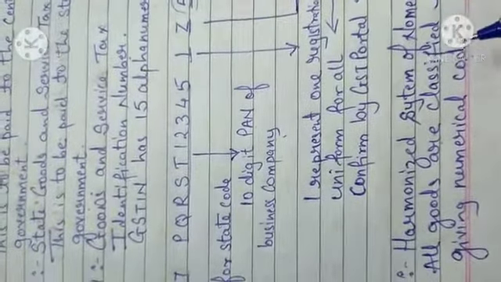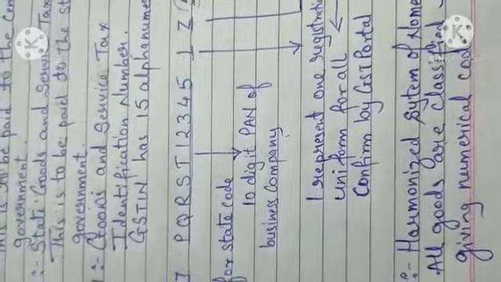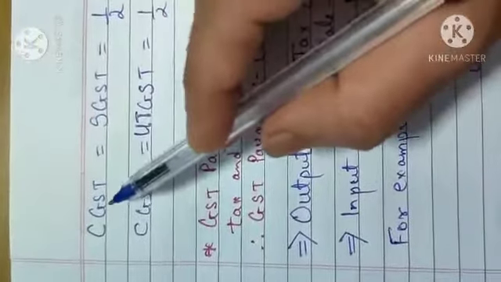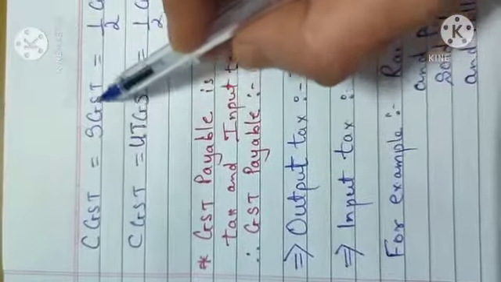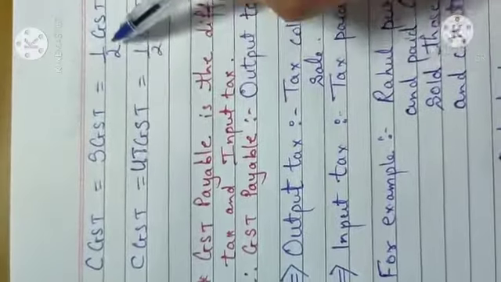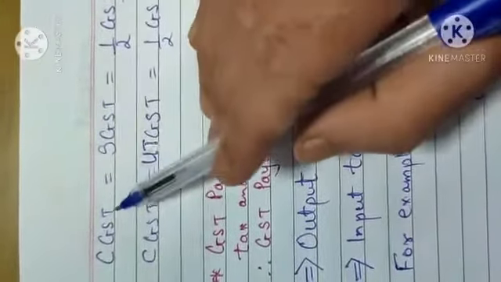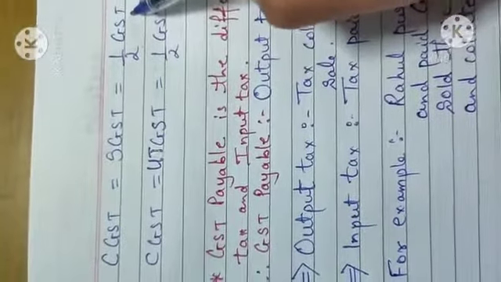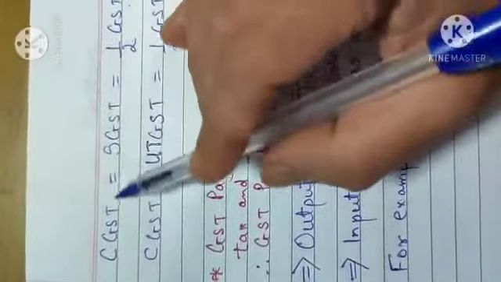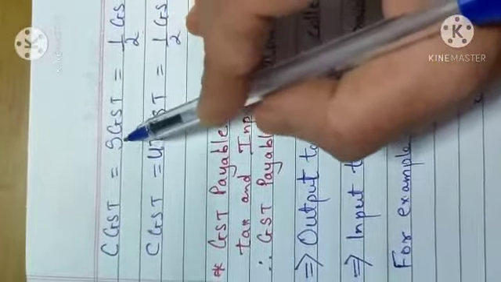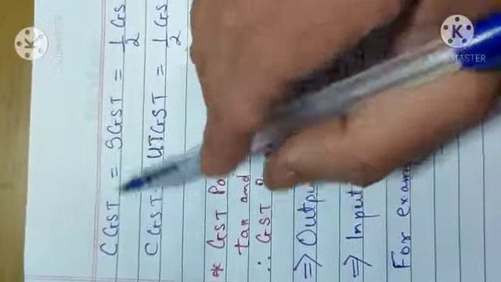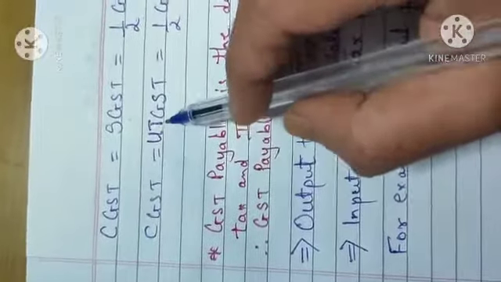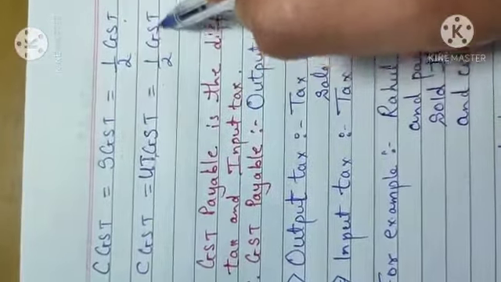Now students, we will see some formulas in GST. CGST is equal to SGST is equal to half of GST. That means both CGST and SGST are half of GST. If you are under a state government, then your tax will be divided into central government and state government. Next is CGST is equal to UTGST is equal to half GST.